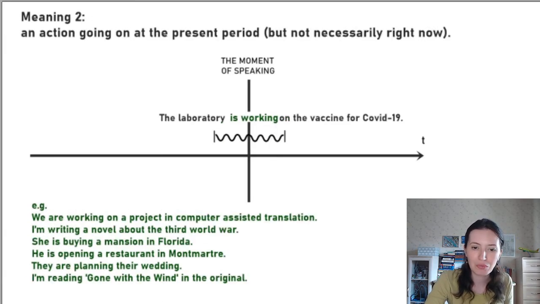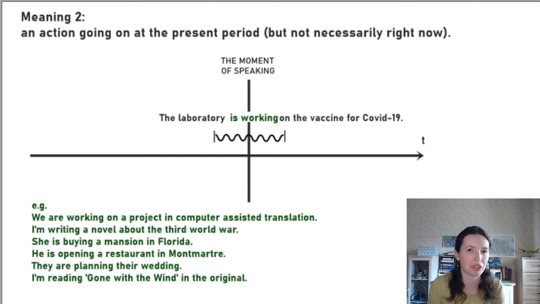We move on to the second meaning. This is a rather rare meaning, but it's a good one. I like it. An action going on at the present period, but not necessarily right now. It means that there is some project, and the person who's talking is in the middle of this project. It occupies some period of time, but not necessarily right now. This person is occupied with working on that project.